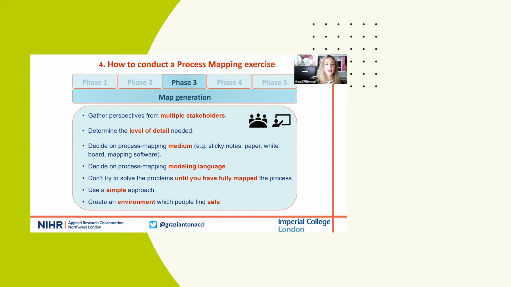Then you need to decide whether you want to draw your map by hand onto paper, or you want to use sticky notes to generate initial activities, or if you want to use mapping software. You also need to decide what modeling language you want to use to represent your map. Then in general, you should be careful to focus on the as-is process map and not try to solve the problems until you have fully mapped the process. Finally, I recommend also using a simple approach and encouraging honesty by creating an environment where people feel safe to share their thoughts and feelings.